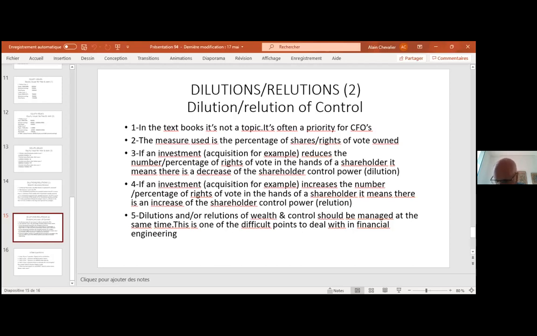The problem is that for CFOs, dilutions and evolutions of wealth and control have to be managed at the same time. When you decide to make a large investment, you make an acquisition, you use very often different financial resources, debt, equity, and you have to measure the consequences, short term, medium term, on the wealth of shareholders and the control of the annual meeting, the power of control. And this is one of the most difficult points to deal with in financial engineering.